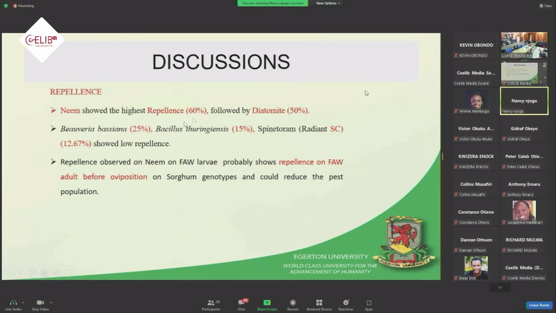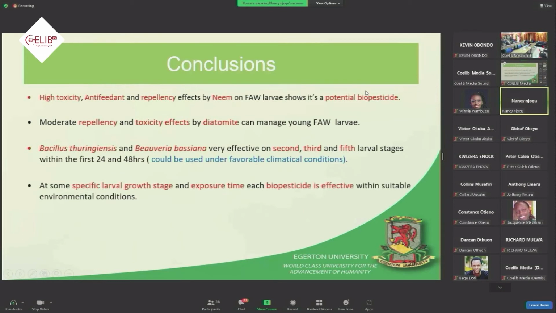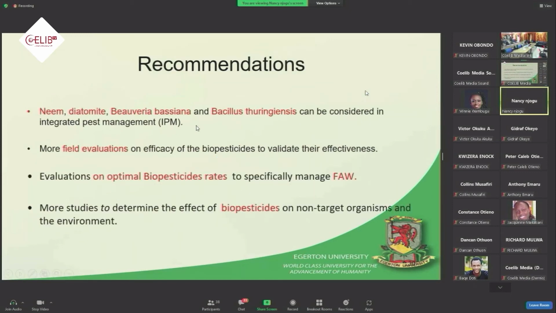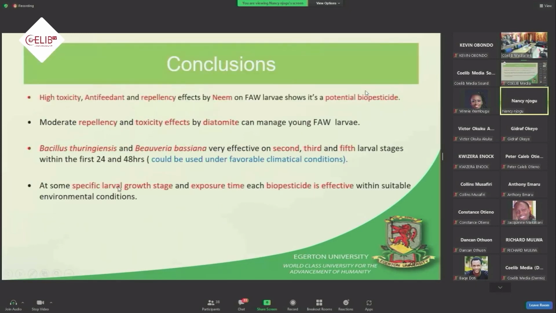It has also been reported by other scientists. And this one probably showed that Neem could also repel the insect even in the field. And the conclusion is that the high toxicity, antifeedant and repellent effect by Neem on the fall armyworm larvae shows it is a potential biopesticide. And the repellency and toxicity effect by diatomite can manage young fall armyworm larvae. And at some specific larval stage, exposure time and biopesticide, each biopesticide is effective within suitable environmental conditions.